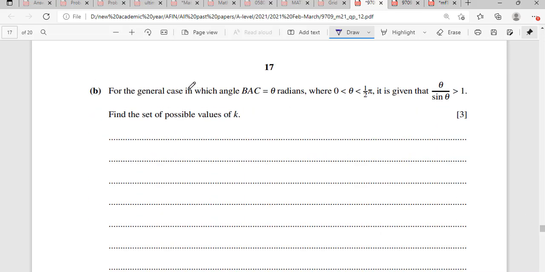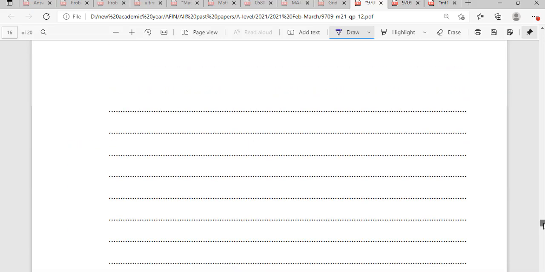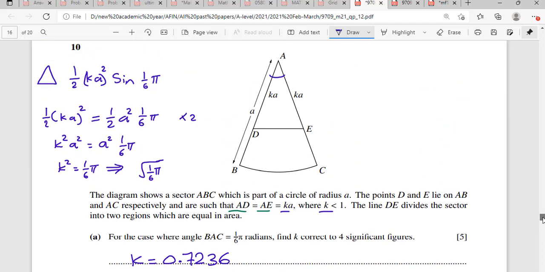For the general case in which angle BAC equals theta, not 1 over 6 pi, it is given theta over sine theta is greater than 1. Find the set of possible values of k. Then we did this. Then here we keep 1 over 6 pi as theta, and then we will get the general form.